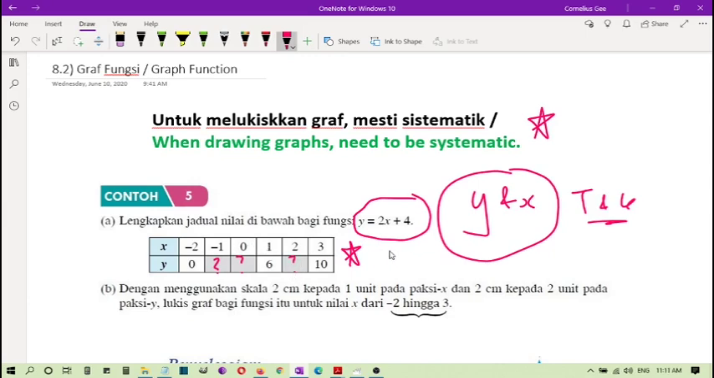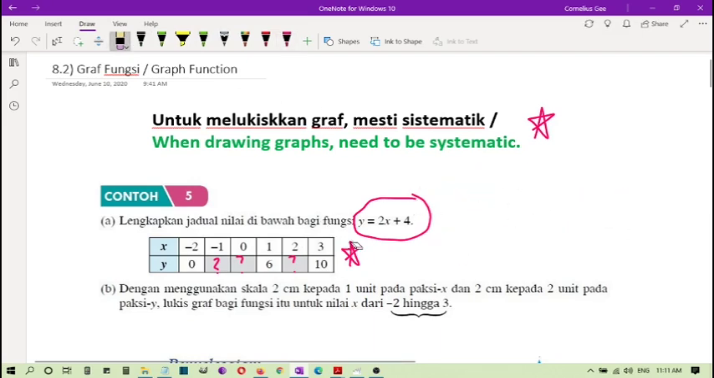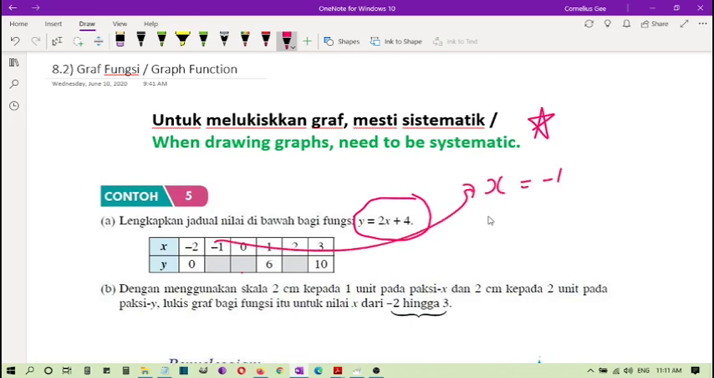For example, I can show you one quick example first. Say I want to calculate when x is equal to -1. So what's the value of y? y will be 2 times -1 plus 4. So it's -2 plus 4, equal to 2. So that's why I put 2 here. If x is equal to 0, it's 4. So you go on like this and complete the table. So this is what we mean by being systematic. You have to get the table correct.